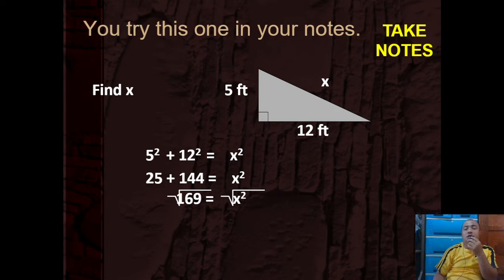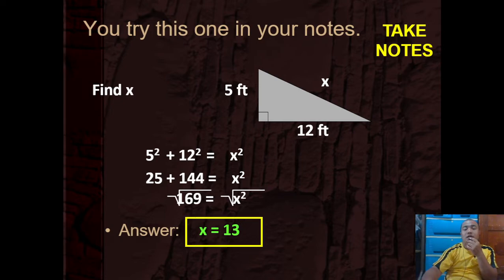25 plus 144 is 169 equals x squared. Get the square root of both sides. Therefore, x is equal to what? What's your answer? 13. Yes. Square root of 169 is 13 because 13 times 13 is 169. Therefore, x is equal to 13. That's the length of the hypotenuse.